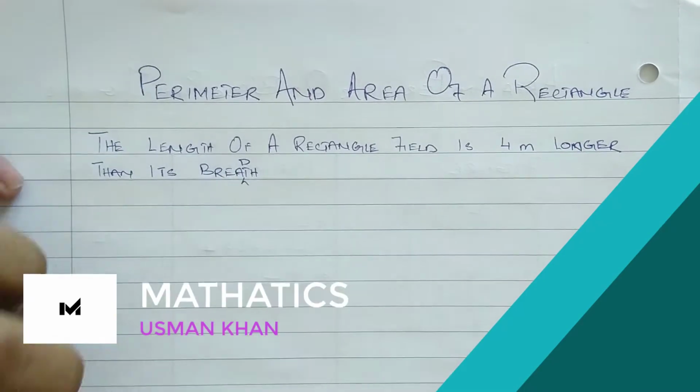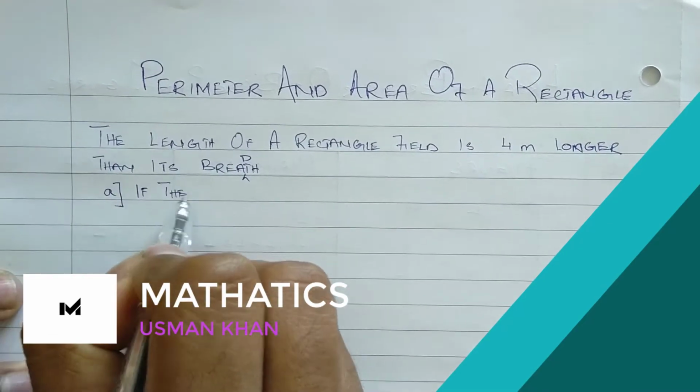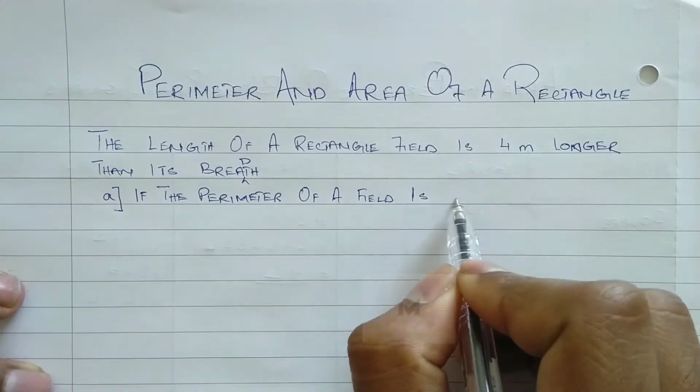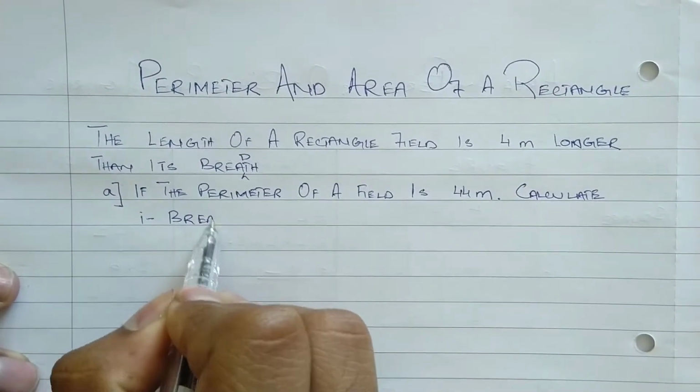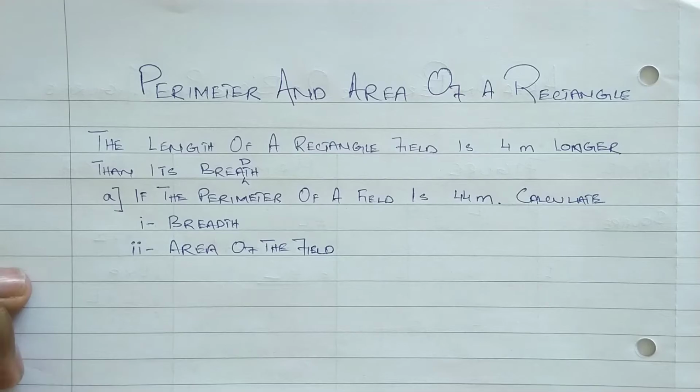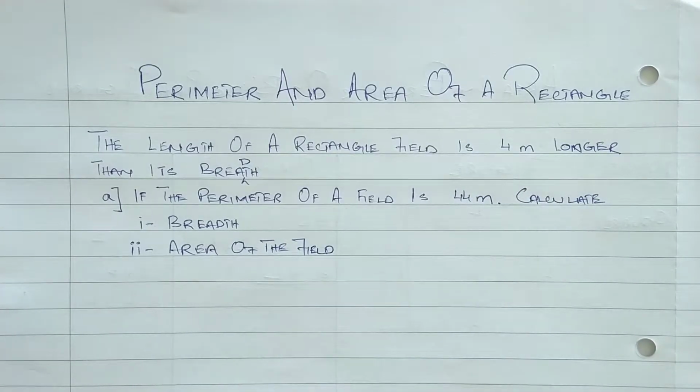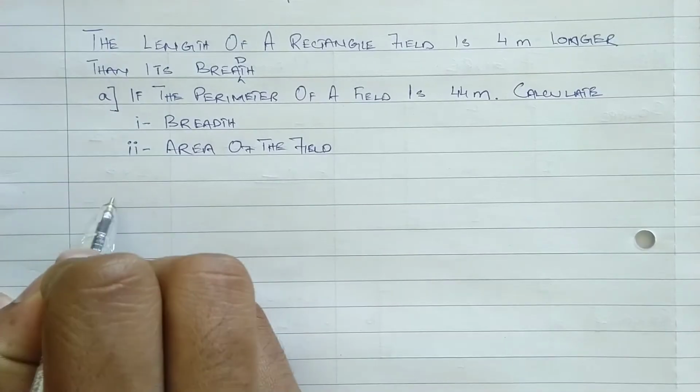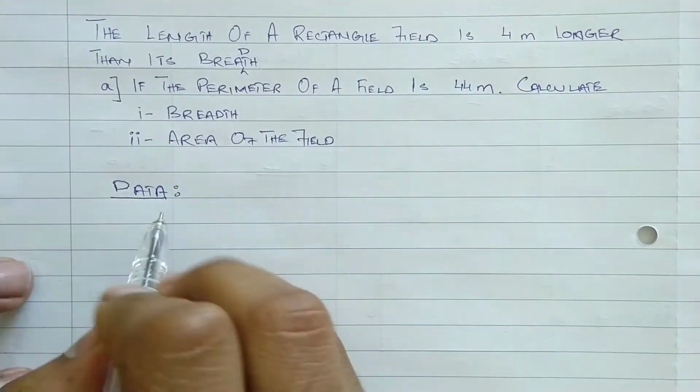We have a question that states the perimeter and length of a rectangular field. Part 1 of A requires us to calculate the breadth and part 2 the area of the field. Looking at the question, we need to extract data from it.